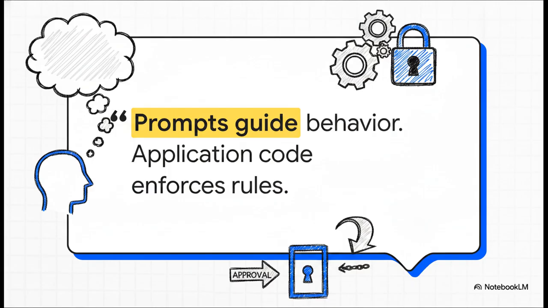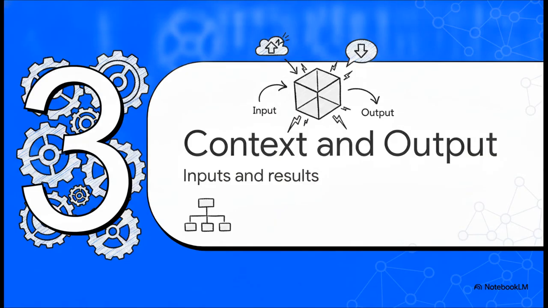So if your prompt says, "ask for approval before processing a refund," your software architecture still needs to physically block that refund tool until that approval explicitly exists in your database. Use your prompts for guidance, for sure, but rely on your software architecture for actual guarantees. Section 3 now, perfecting context and output. Let's look at the inputs and results.